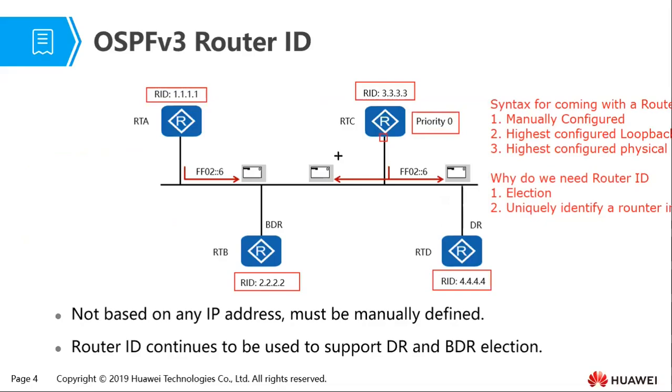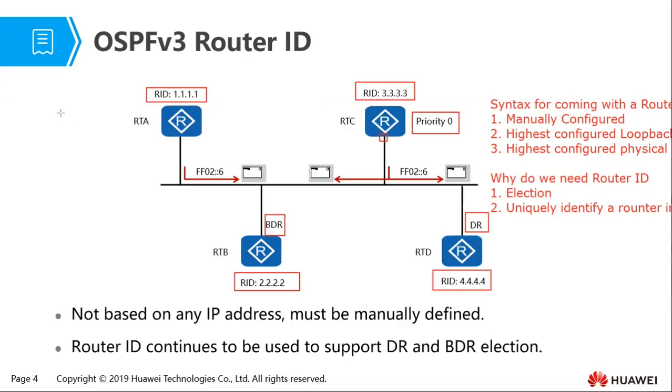For a DR or a BDR. So that's the priority, but the router ID is different. Priority is used for election. The router with the highest priority becomes the DR. The second highest becomes the BDR. So just like in OSPF version 2, in OSPF version 3, we also have elections in broadcast networks and in the NBMA networks.